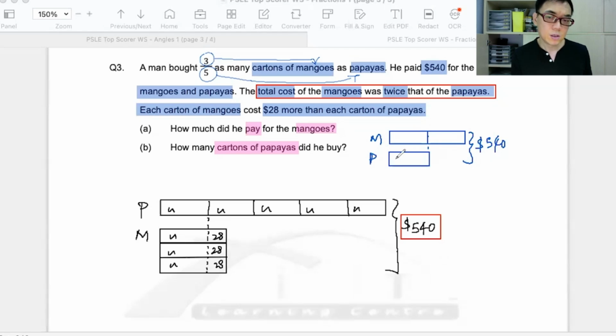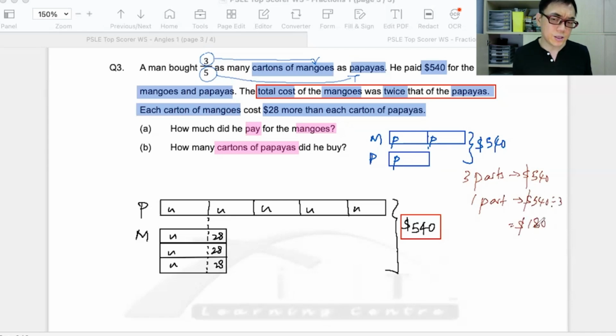How do I find, let's call this a part. What should I do now? How many parts is 540? So you're saying it's 3 units, right? 3 parts. So if you say that 3 parts is 540, and you're saying that you divide this by 3, that should give you 180.